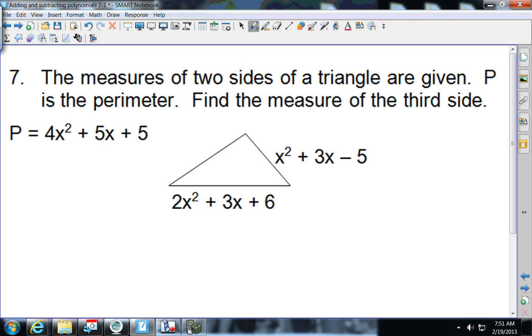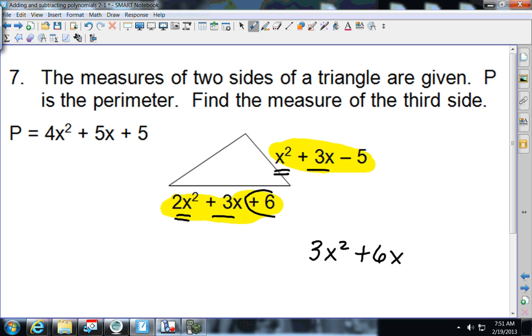Okay, so add the two sides that they give us right here, right? So this one and this one, we need to add these together. So I am going to do that part. I've got 1x squared and 2x squared. So I'm going to have 3x squared, and then we have 3x and 3x, which gives me 6x, and then 6 minus 5, which is 1. Okay, so that's the first part. So now what do we do?